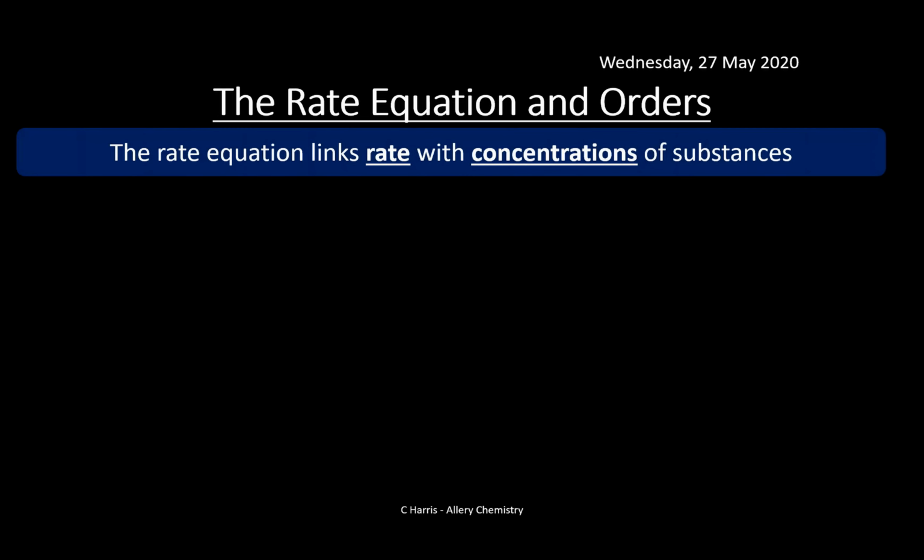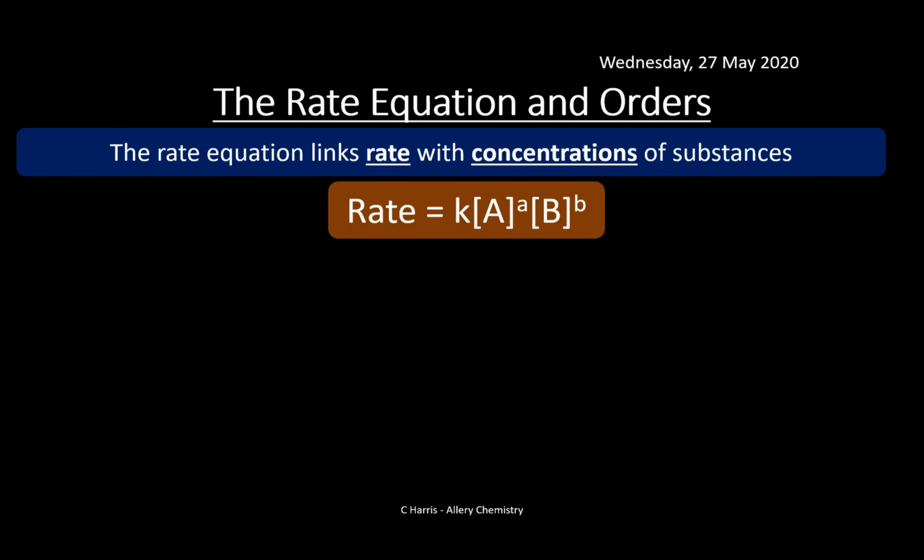Okay, so the rate equation links the rate with concentrations of substances. So we looked at how we calculate the initial rate. This is where we're going to use these initial rate figures to work out the rate constant, or the rate equation. So the rate equation is given as this: rate equals k, [A] to the power of a, and then [B] to the power of b, where A is our substance A, with a as its order, and so on.